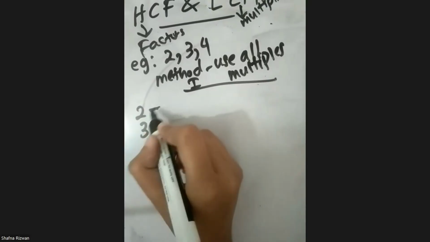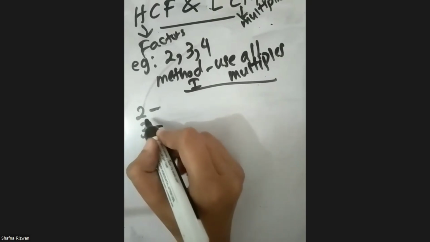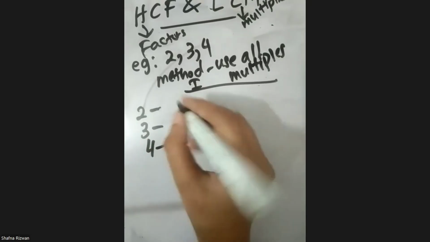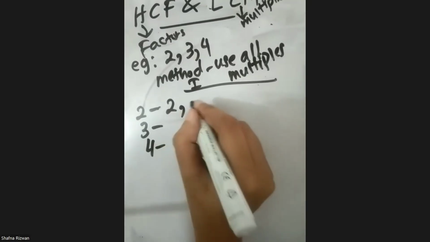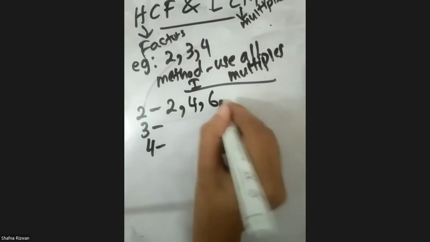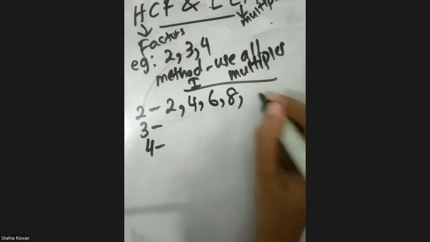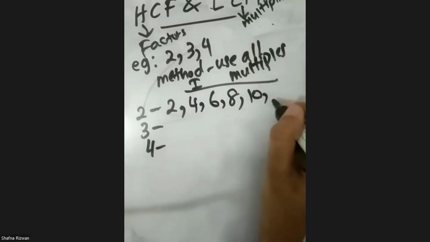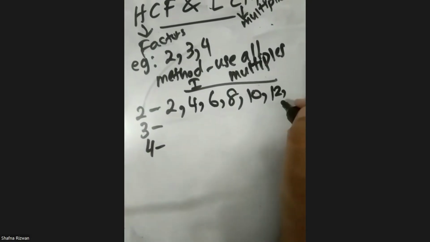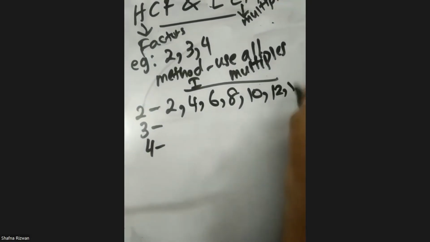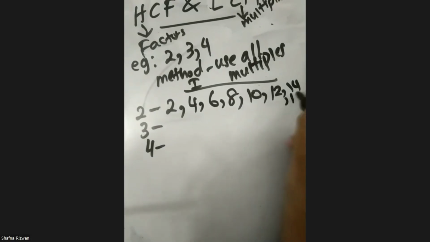Now what are the multiplication table answers of 2? You can take 2 ones are 2, and then 2 twos are how much? 4. 2 threes are 6. 2 fours are 8, and then 2 fives are 10. 2 sixes are how much? 12. And then 2 sevens are how much? 14. And then 2 eights are how much? 16.